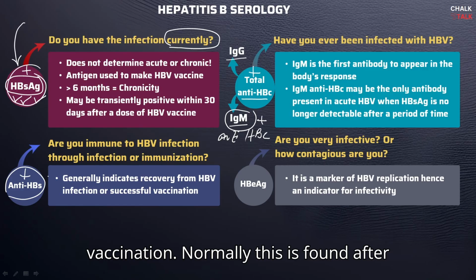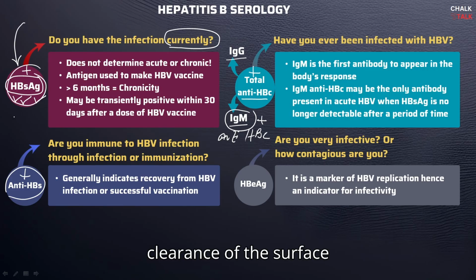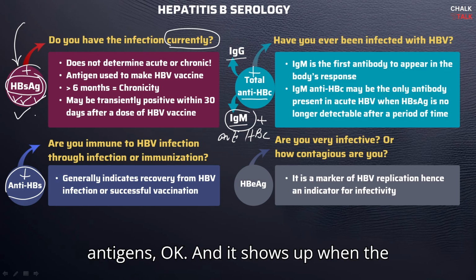Normally, this is found after clearance of the surface antigens. Okay, and it shows up when the fight is won.